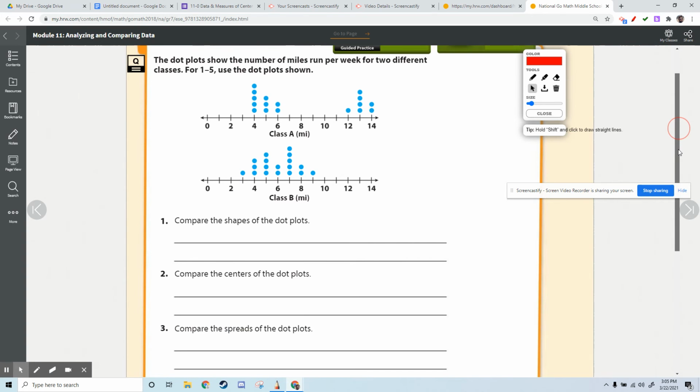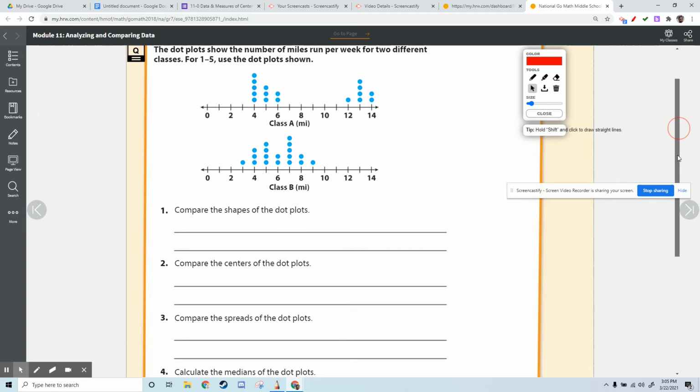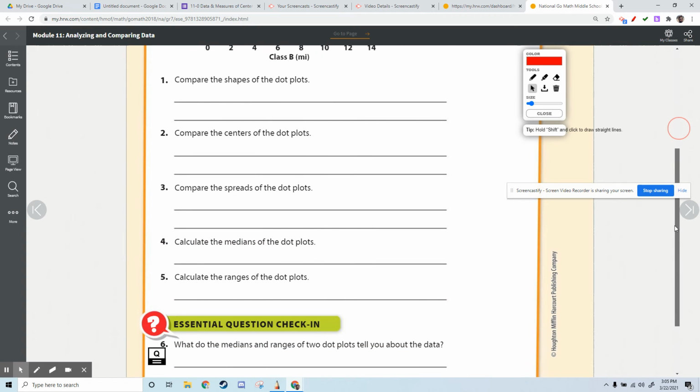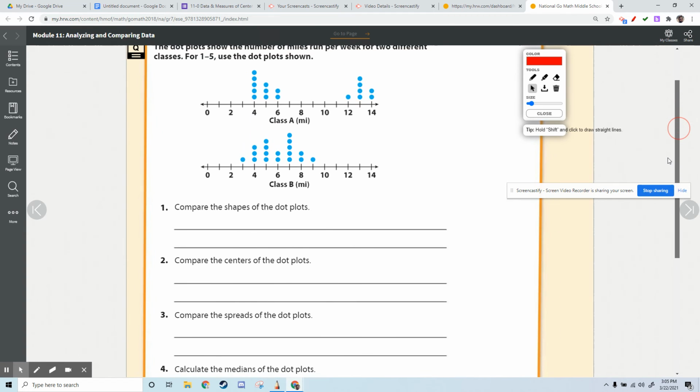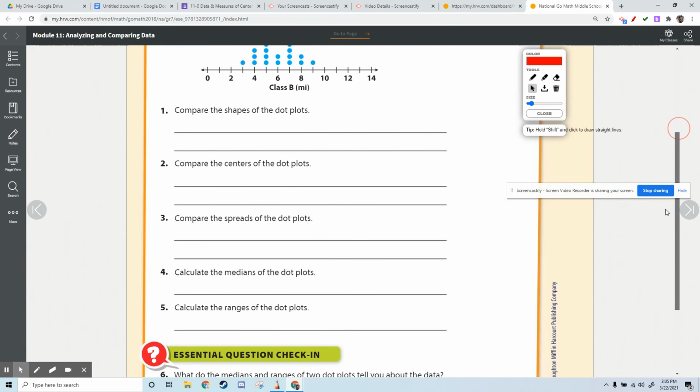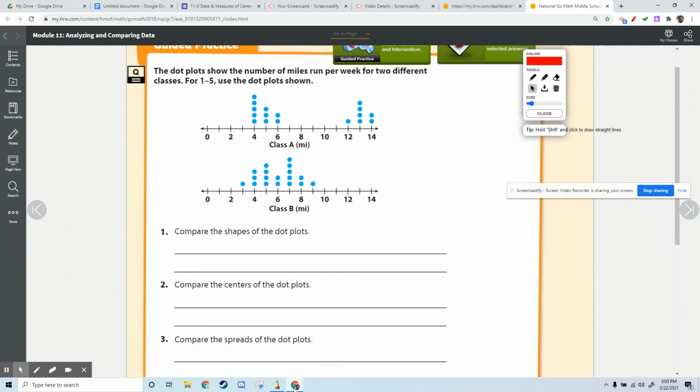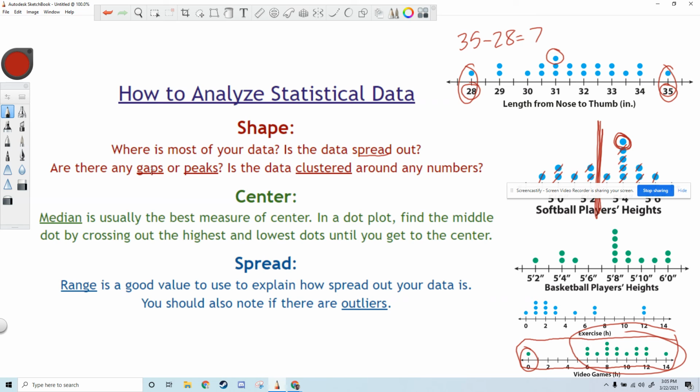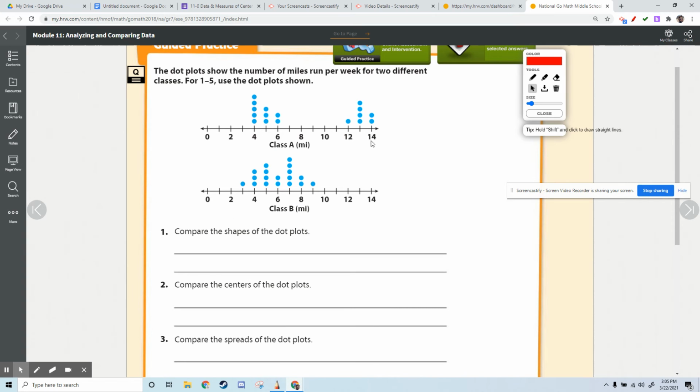Looking at this, dot plots show the number of miles run per week for 2 different classes. This will be the last page we do. We're going to compare the shapes, compare the centers, compare the spreads, medians, ranges. When we're comparing shapes, we're looking for gaps, peaks, clusters. So what do we see? I see 2 clusters on this one very clearly.